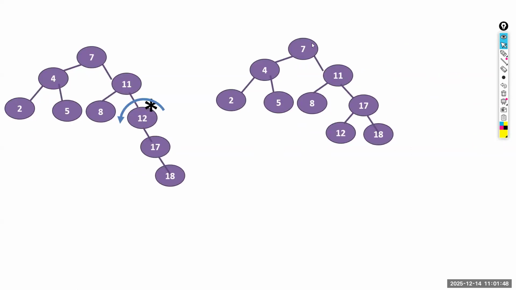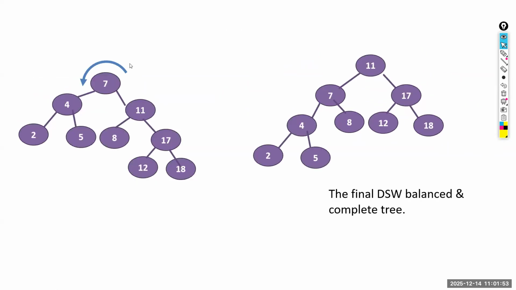Now again you need to do a rotation from here. So now you are going to do the rotation from here. 11 will go up, 7 will go down, and the right side of 8 will be the left side of 7. And now we are done. We got a balanced and complete binary search tree.